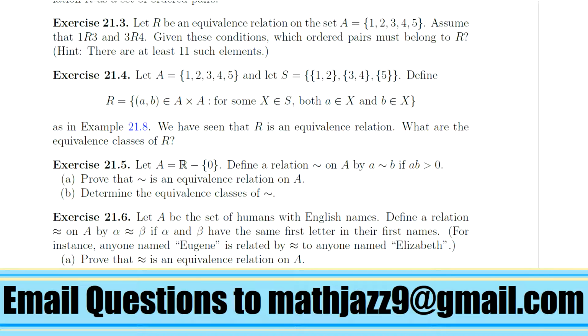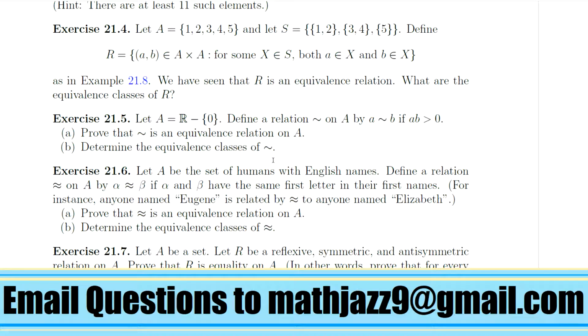Let's take a look in our book. Let A be the same set and S be this. We want to define a relation. A is related to B if for some X in S, both A is in X and B is in X. We have seen that R is an equivalence relation. What are the equivalence classes of R? Well, they're the ones in S. S is a partition of A, meaning that S is the collection of equivalence classes of A.